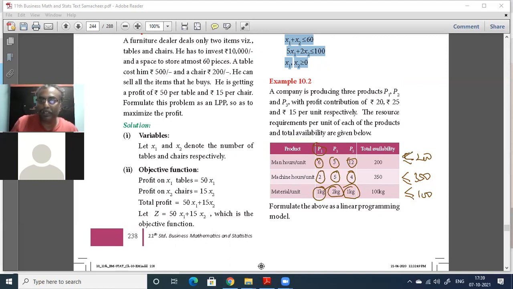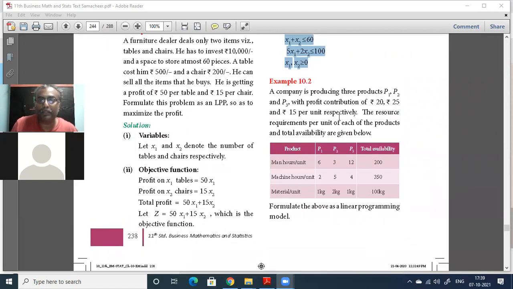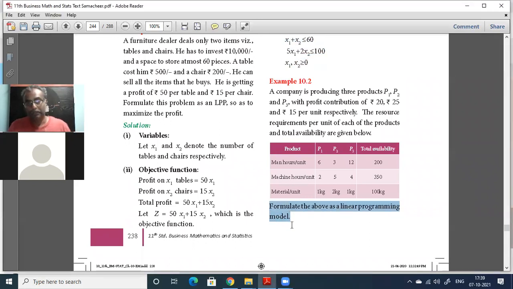Now let us see how the problem is worked out by your textbook. Very interesting. Let x1, x2 and x3. What is the problem asking? Formulate the above as a linear programming model. So first of all, we have to identify the decision variables, correct?